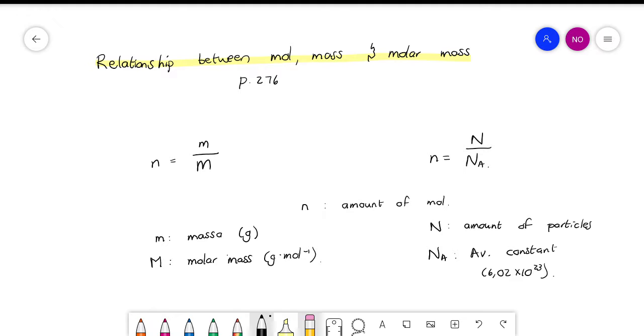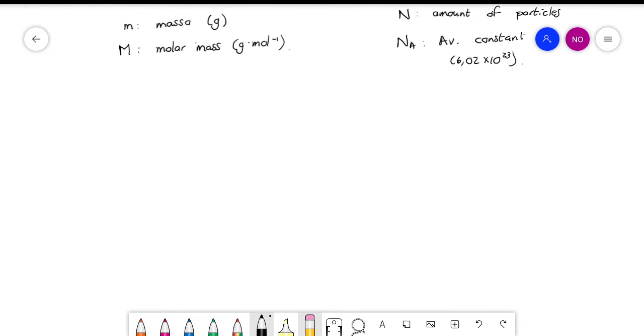Okay, so now how do we apply this? Let's say I tell you calculate the amount of mole. This is the example in your books on page 277 of atoms in 69 grams of sulfur. Okay. Do you guys agree that I'm looking for mole and I have the mass?